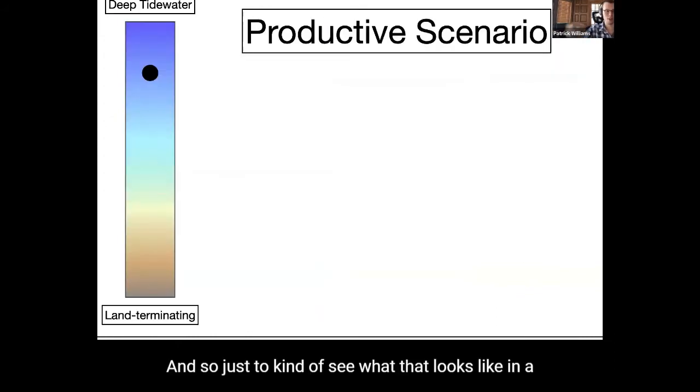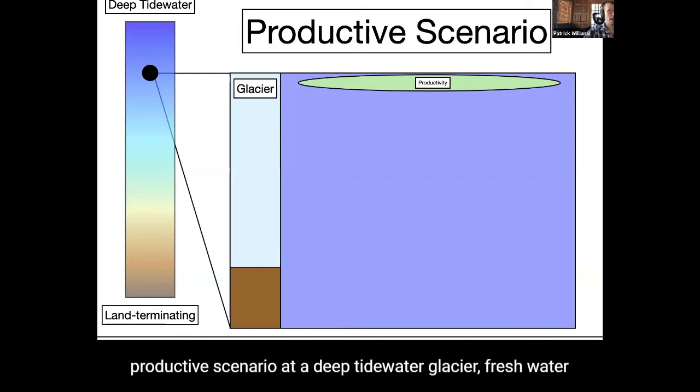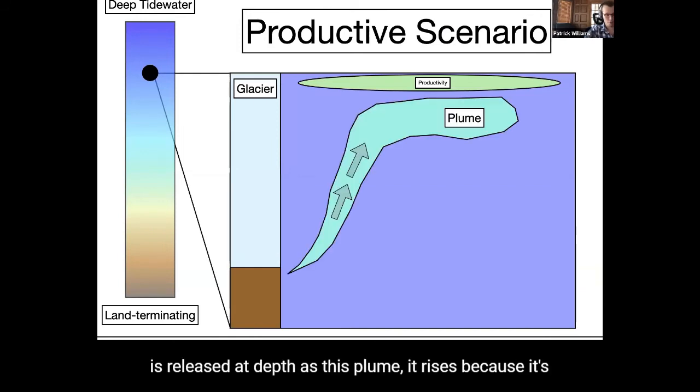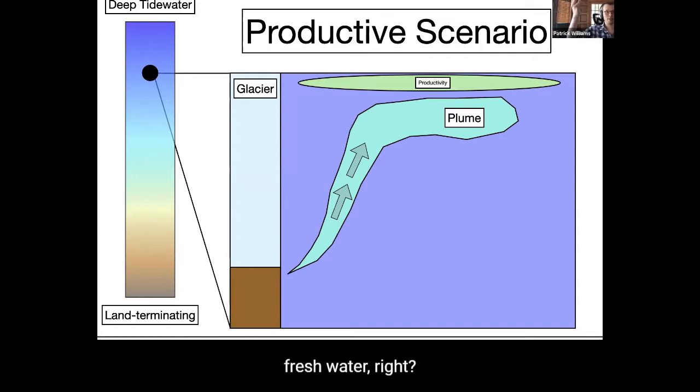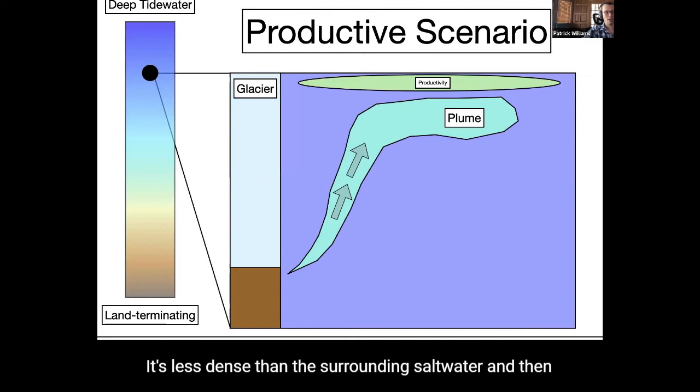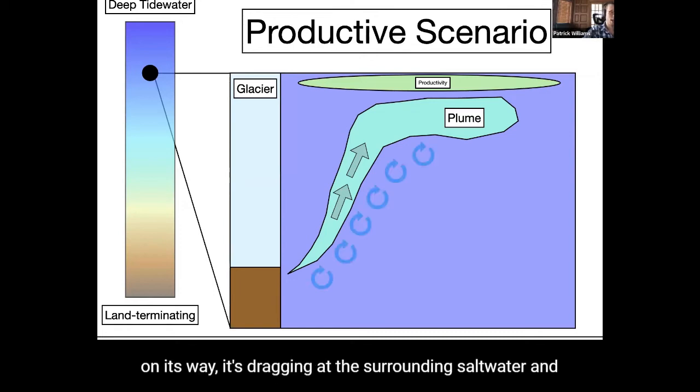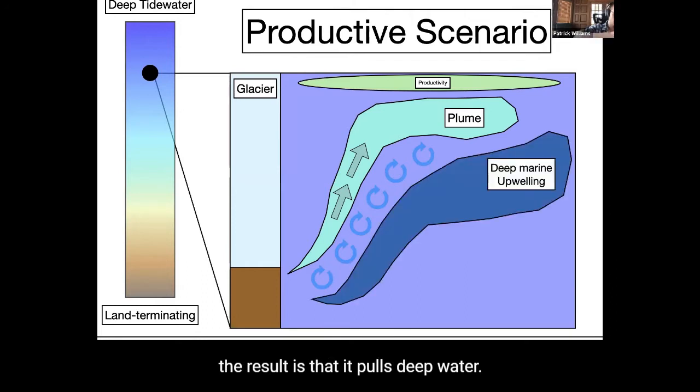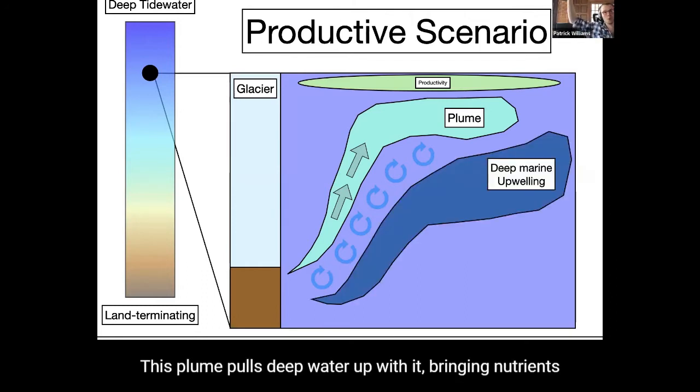And so just to kind of see what that looks like, in a productive scenario at a deep tidewater glacier, fresh water is released at depth as this plume. It rises because it's fresh water, right? It's less dense than the surrounding salt water. And then on its way, it's dragging at the surrounding salt water. And the result is that it pulls deep water, this plume pulls deep water up with it, bringing nutrients to the surface.